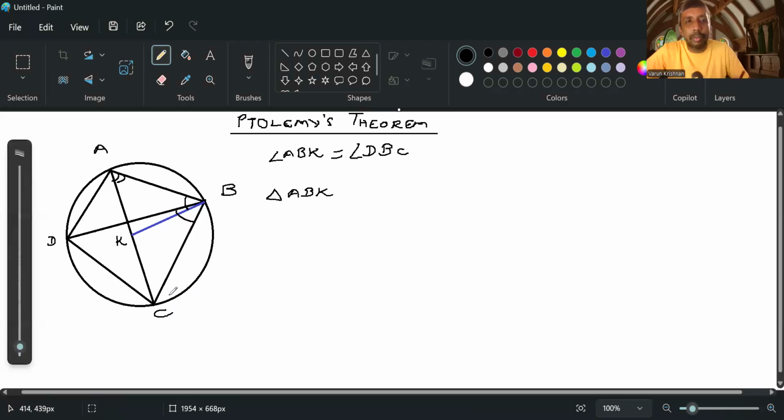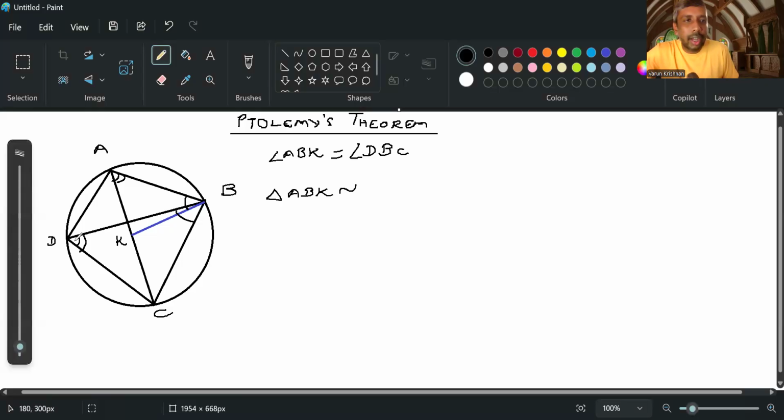Angle BAC is an angle subtended by the chord BC in the major segment of the circle. Another angle which is also subtended by the chord BC on the major segment is angle BDC. So angle BAC and angle BDC are equal because of a theorem in circles that angles subtended at the same arc by the same chord are equal. So I can say that triangle ABK is similar to triangle BDC.